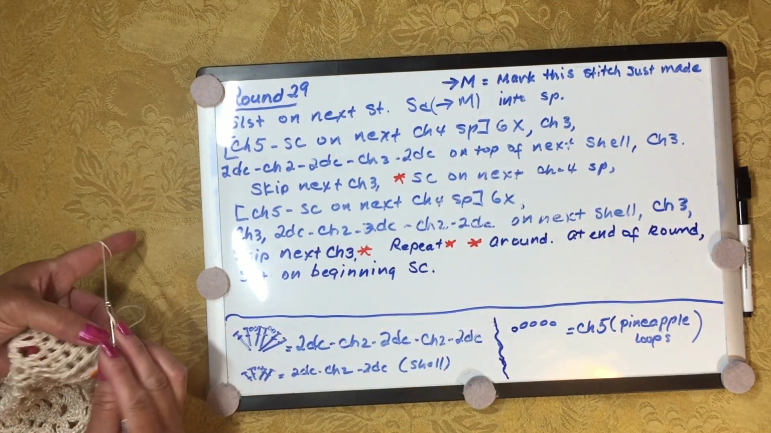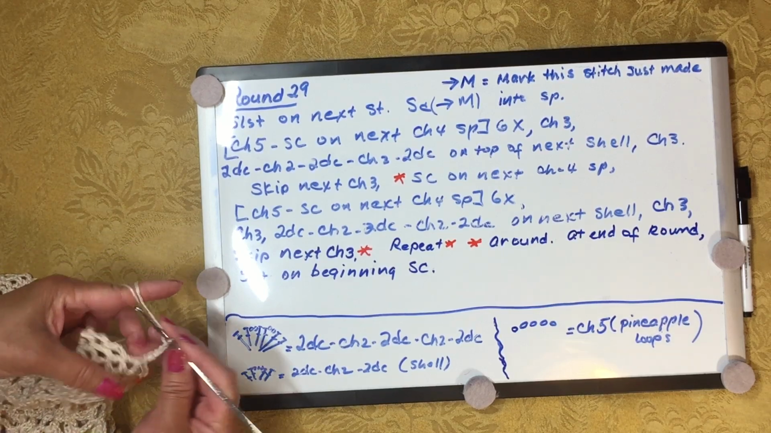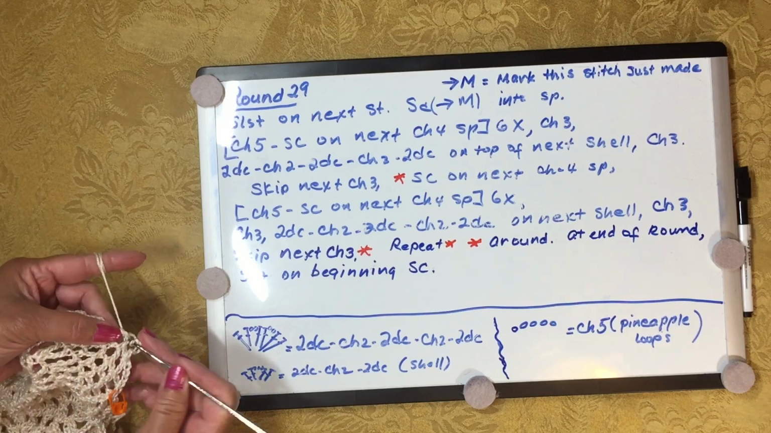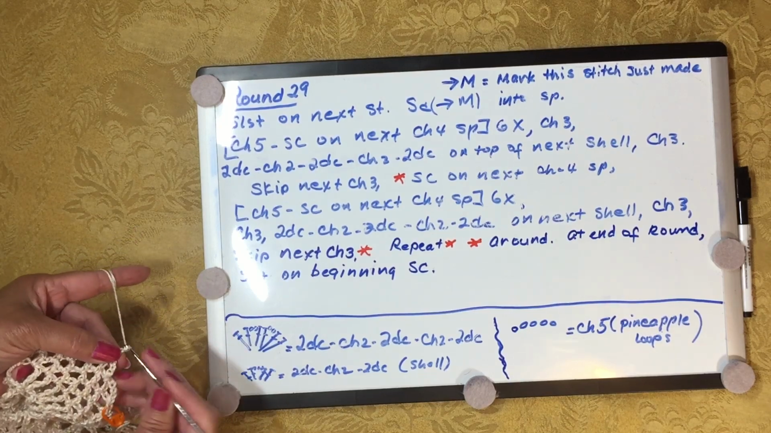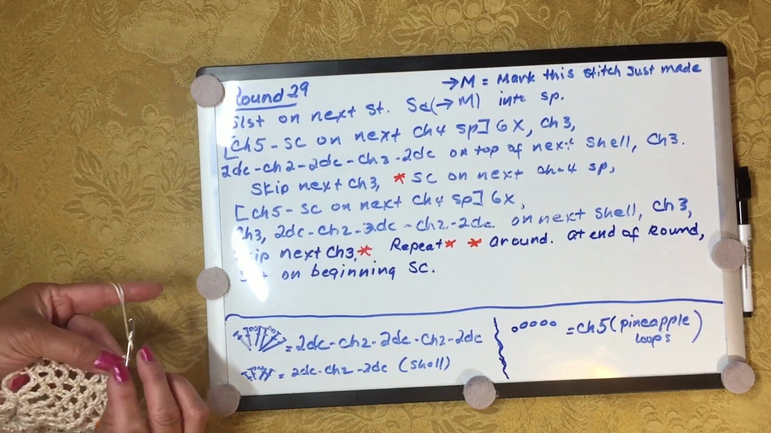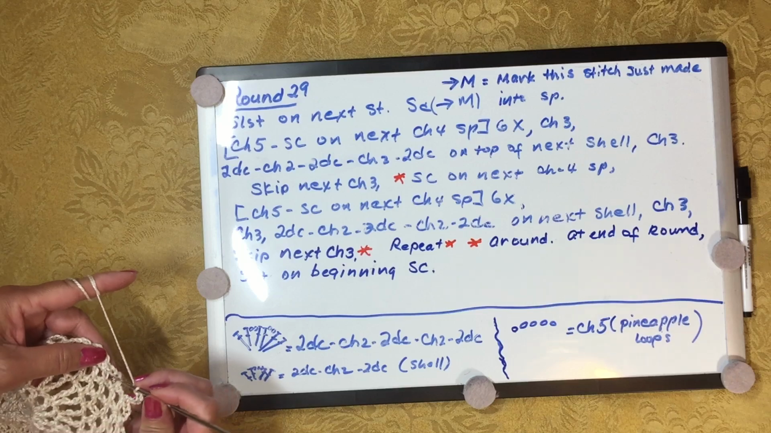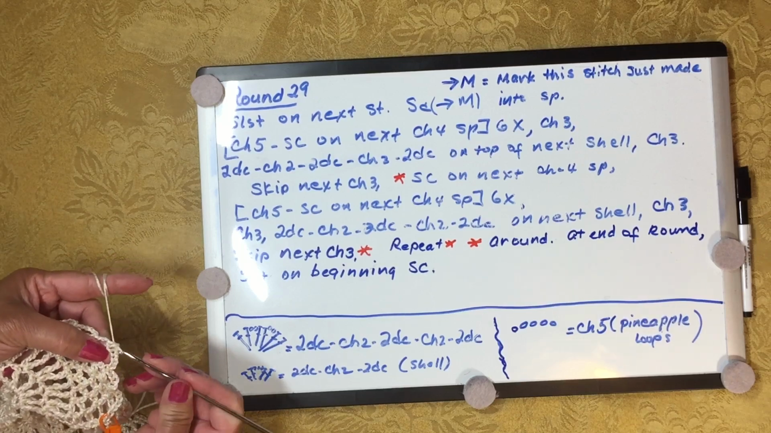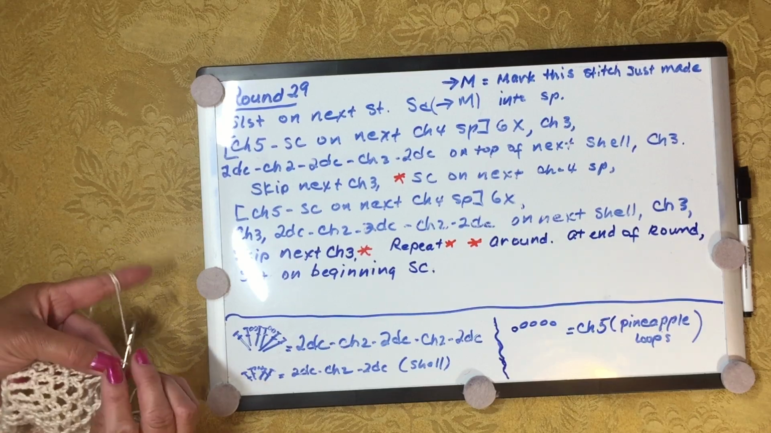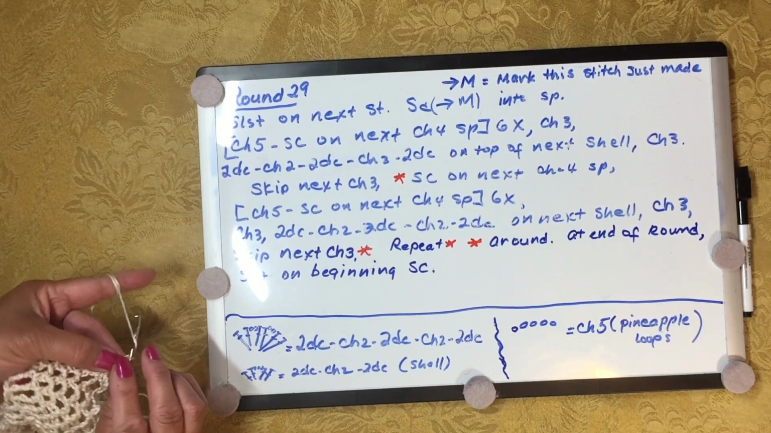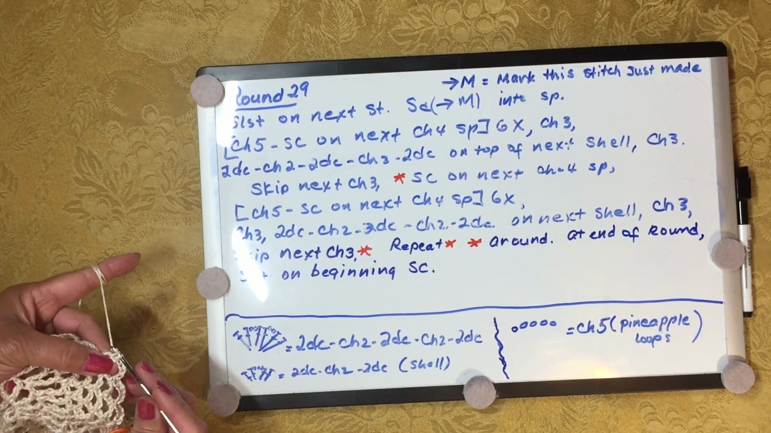So 1, 2, 3, 4, 5, single crochet on the next loop. 1, 2, 3, 4, 5, single crochet on the next loop. 1, 2, 3, 4, 5, single crochet on the next loop.